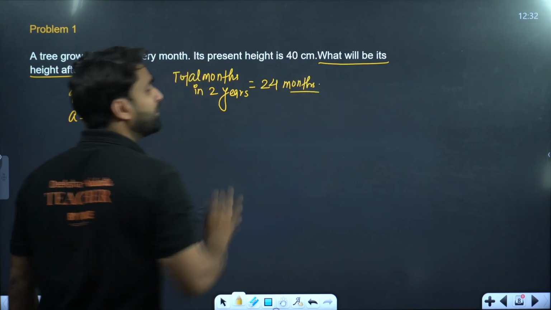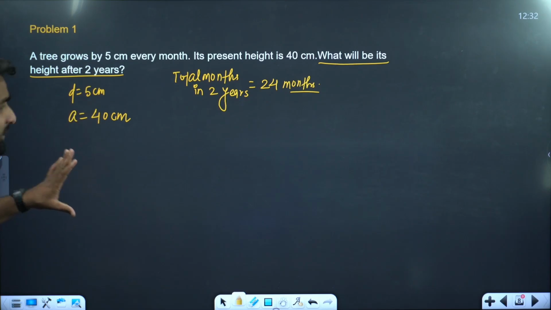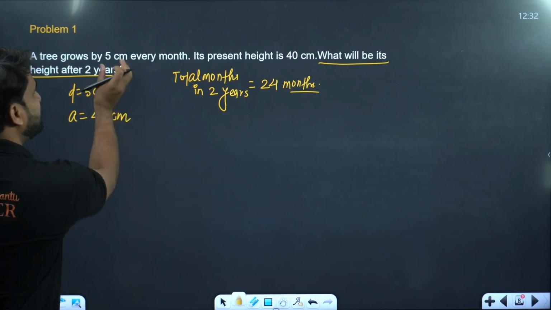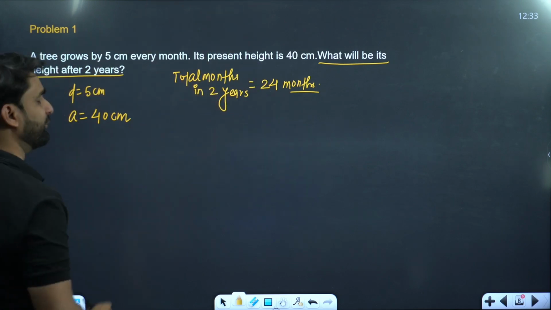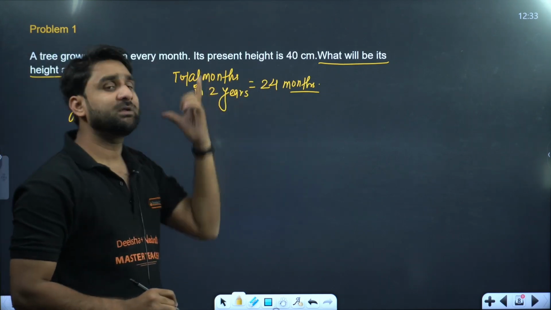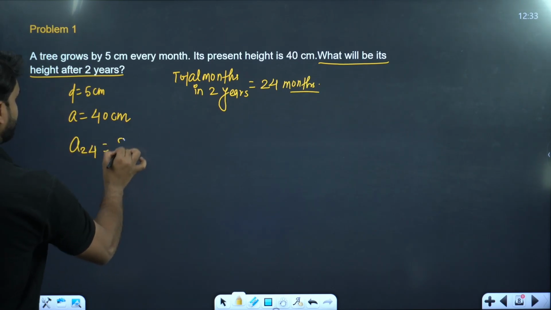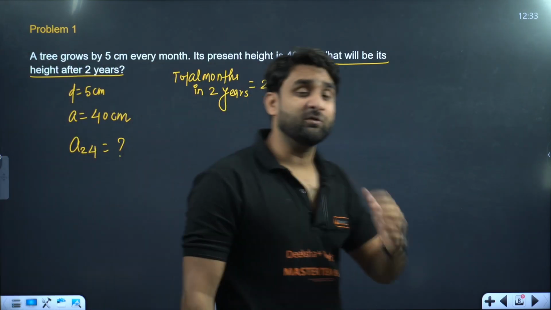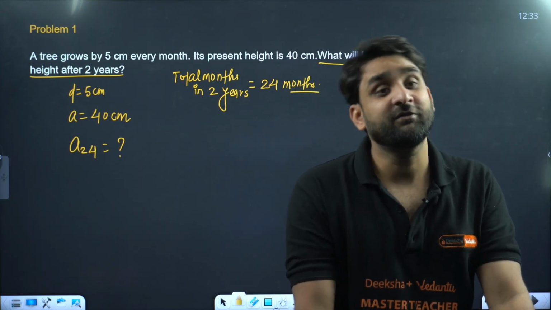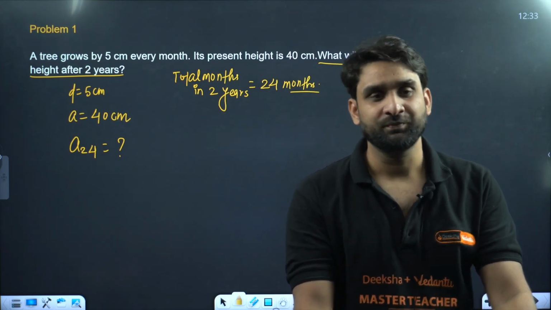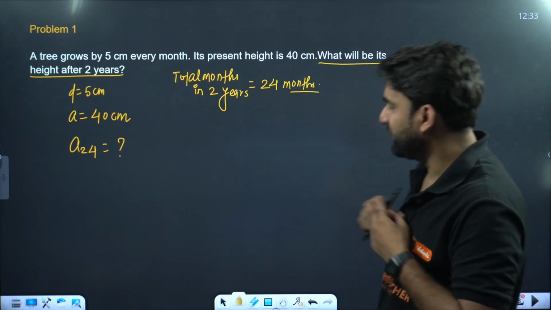If the present height of the tree is 40 centimeter and every month it is increasing by 5 centimeter, what will be the total height in 24 months? It means that you have to calculate the 24th term here. Because the question is asking the height of the tree after 2 years, which means 24 months.